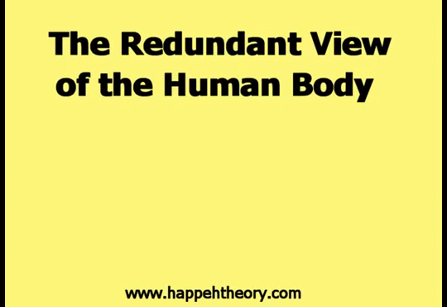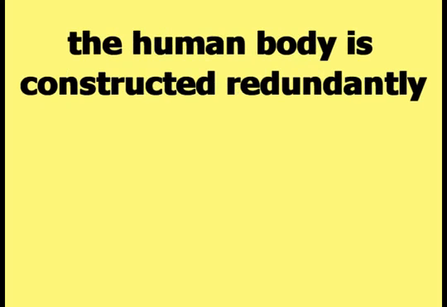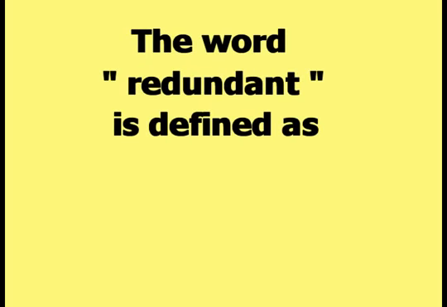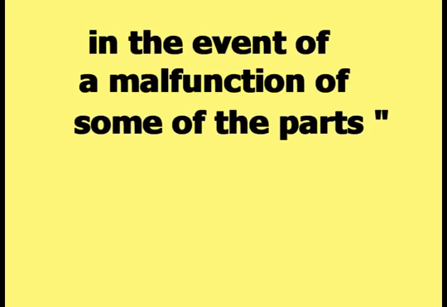This video is titled, The Redundant View of the Human Body. According to the redundant view of the human body, the human body is constructed redundantly. The word redundant is defined as having excess or duplicate parts that can continue to perform in the event of a malfunction of some of the parts.